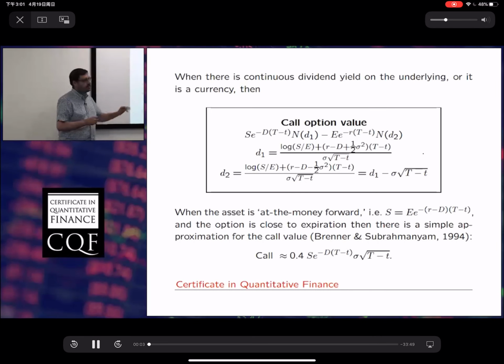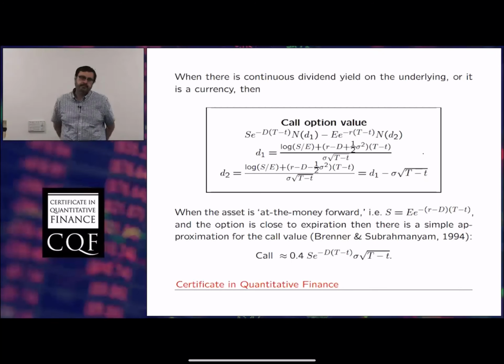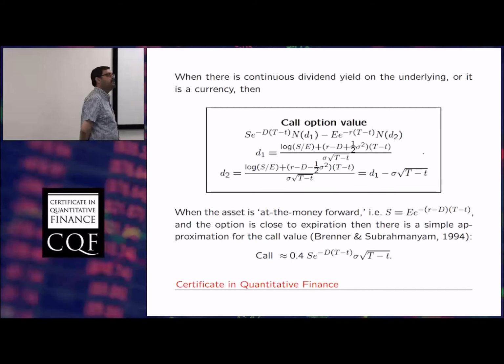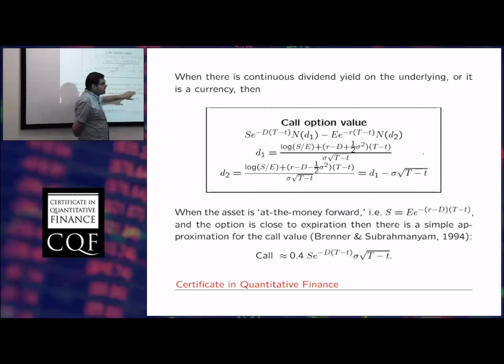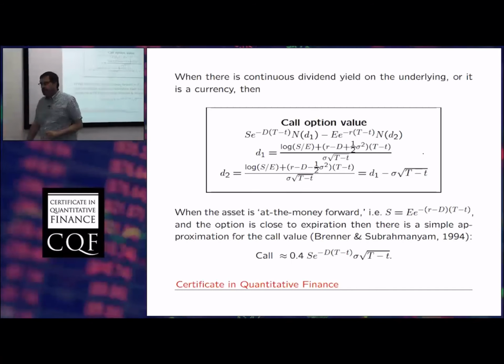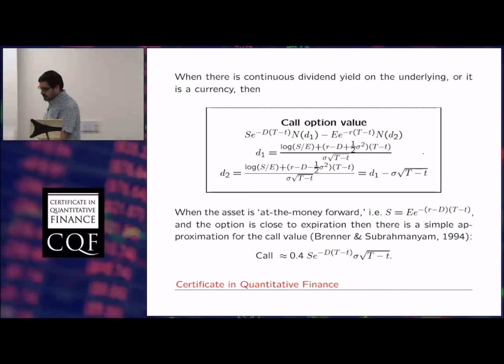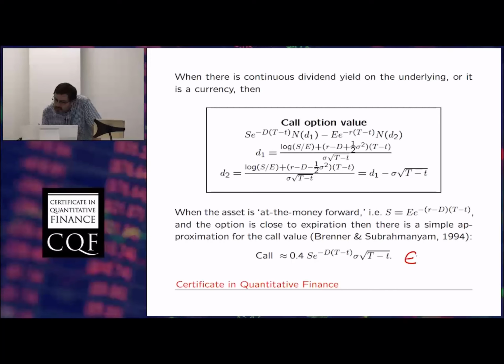This is a famous result, and that's the reason I thought I'd talk about this. It's a famous approximation when the asset is at the money forward, i.e. when the strike price is the following, then we say that the option is at the money forward. In other words, E is equal to this.